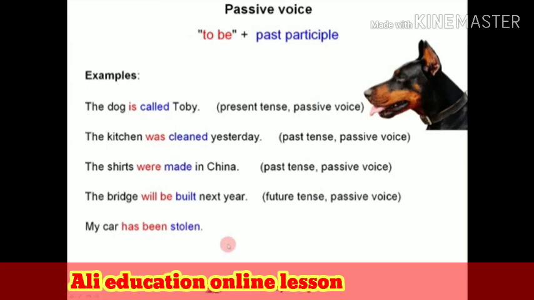And the final example is my car has been stolen. This is very common when we say this when we no longer have our car. We say my car has been stolen. And this is the present perfect tense passive voice. So has been is the present perfect of the verb to be, and stolen is the past participle form of the verb steal. Steal, S-T-E-A-L. So it is an irregular verb.